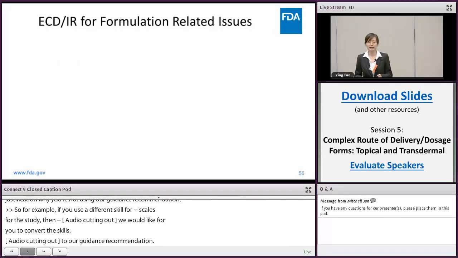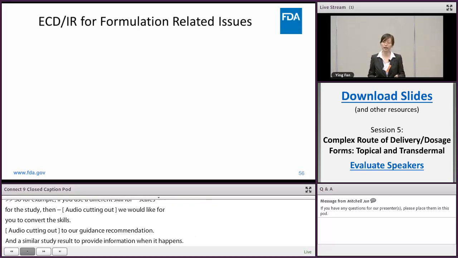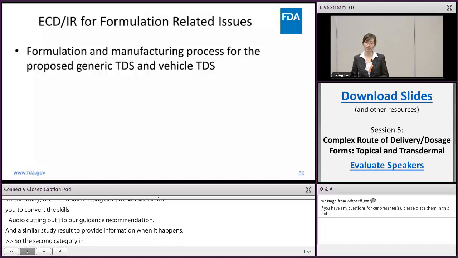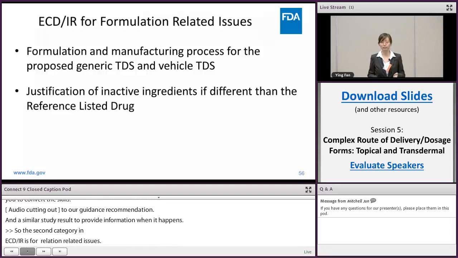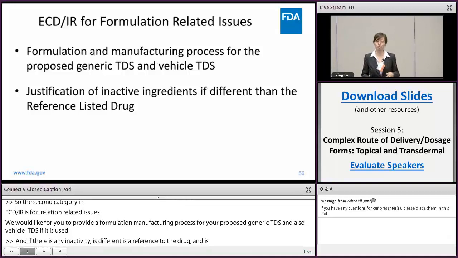So the second reason that we send out the ECD-IR is for formulation-related issues. We would like you to provide the formulation and the manufacturing process for your proposed generic TDS, and also the vehicle TDS if it is used in the study. If any inactive ingredient is different from the reference listed drug and is higher than the IID database limit that we can allow, then we would like you to provide a justification why this inactive ingredient is safe to be used in your proposed generic transdermal system.